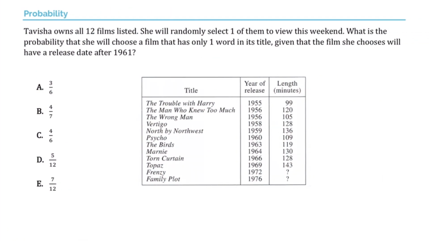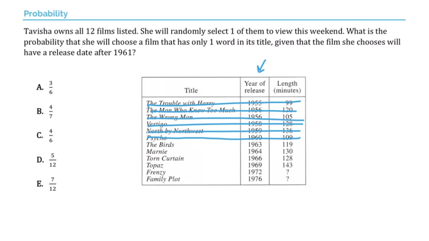Next question, 2 more. Tavisha owns all 12 films listed. She will randomly select one of them to view this weekend. What is the probability that she will choose a film that has only one word in its title, given that the film she chooses will have a release date after 1961? So the first thing I'm going to do is check the year of release, and I notice that they're going in increasing order from smallest to biggest. So if I only want the ones after 1961, I'm basically just going to ignore all of these movies that came out earlier.